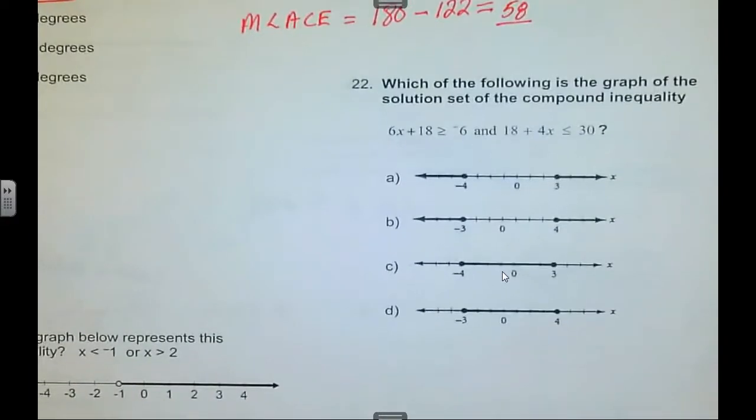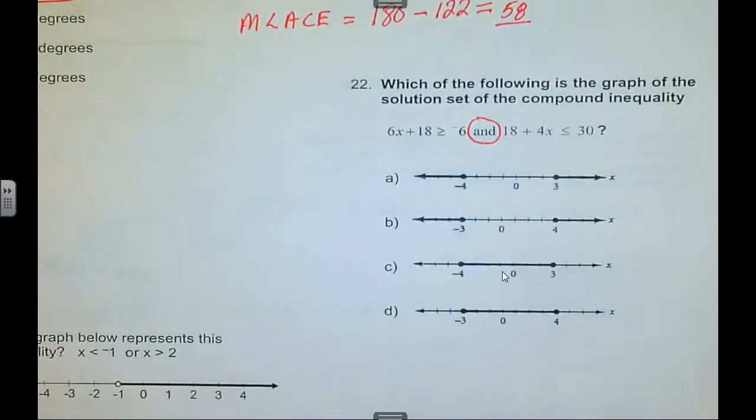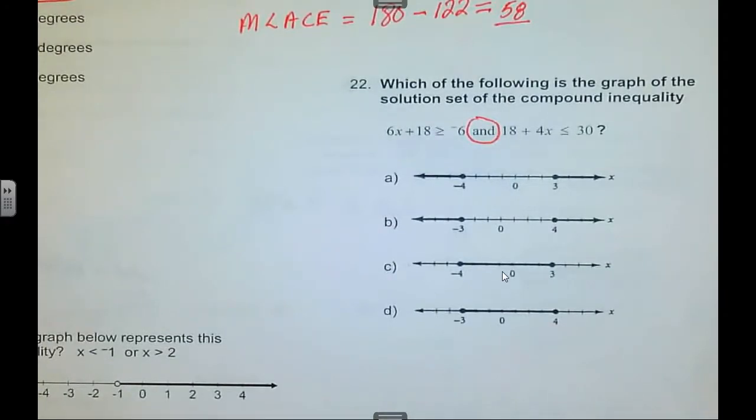Okay. Some problems you can eliminate some of the answers right off the bat. What do I know about and problems for inequalities? What do their graphs look like?